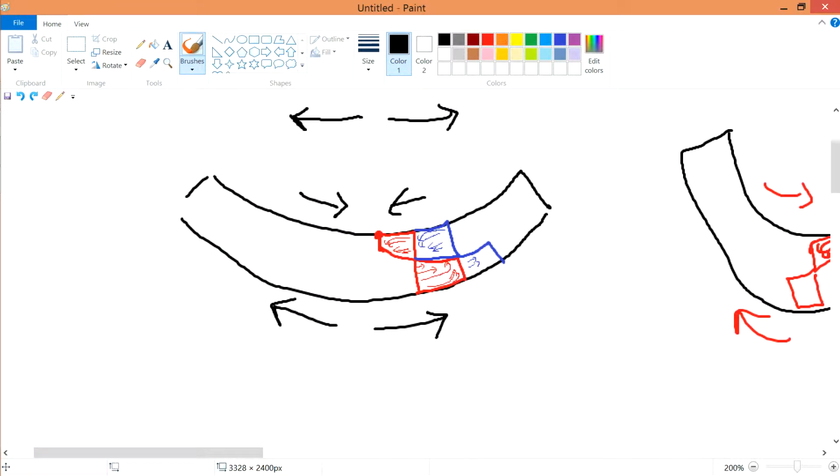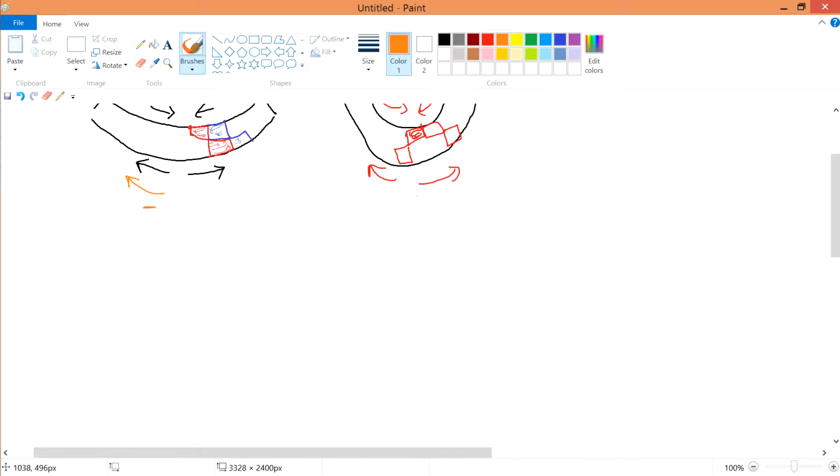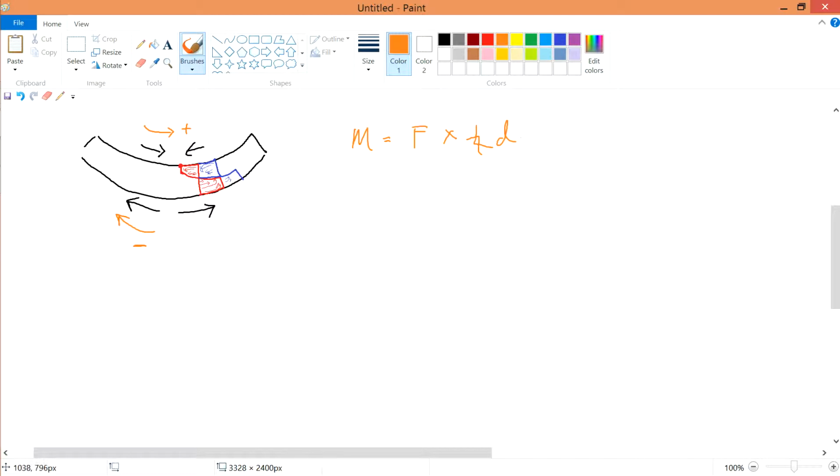So when you're talking about moments, let's set this direction over here as plus, while this direction over here is minus. Because we are talking about moments, and we know that moment, I'll just zoom it out, is the force times the perpendicular distance. How do we set the force, and how do we set the perpendicular distance? Let's start first by talking about the force. We know that the force is stress times area.